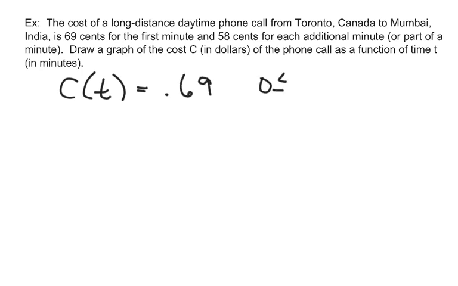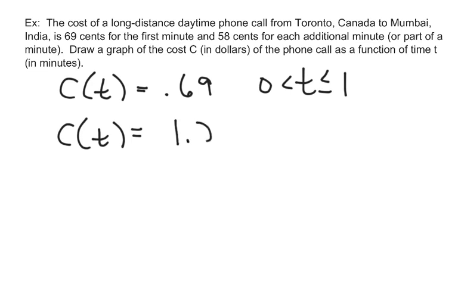Well, for the first minute, we know that the cost is 69 cents. So that means anything between 0 and 1. Starting at 0, but if you have 0 minutes, you're not getting charged. And 1 being the maximum that you can get, the rate is 69 cents. Well, after that, they're going to charge you an additional 58 cents. So from 1 to 2 minutes, it's going to be 69 cents plus 58 cents, which is $1.27. And that's not going to include 1, because at 1, you're still going to get the 69 cent rate. But up to 2 minutes, you're going to be charged $1.27.